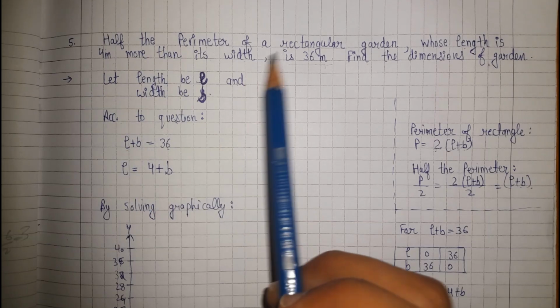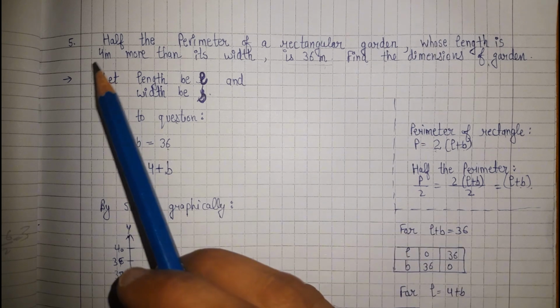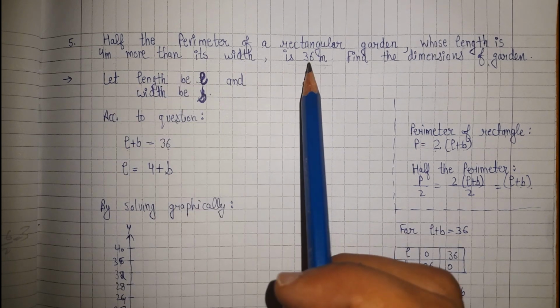Fifth, half the perimeter of a rectangular garden whose length is 4 meters more than its width is 36 meters.